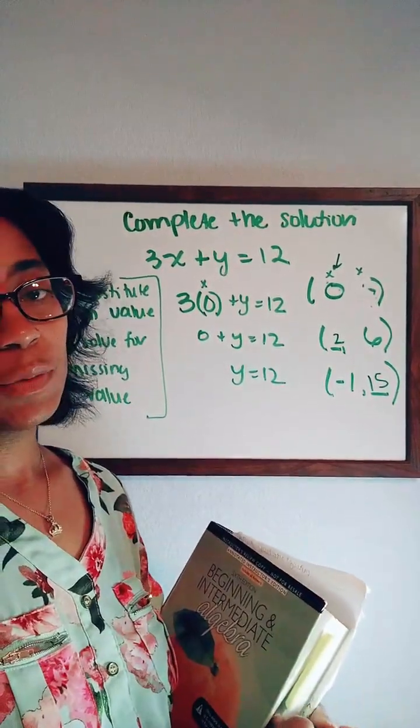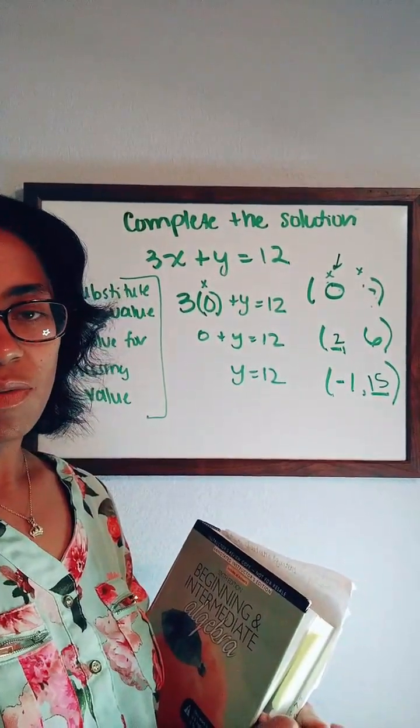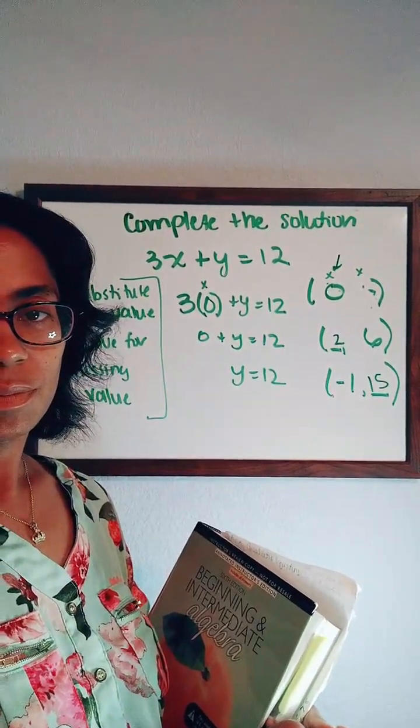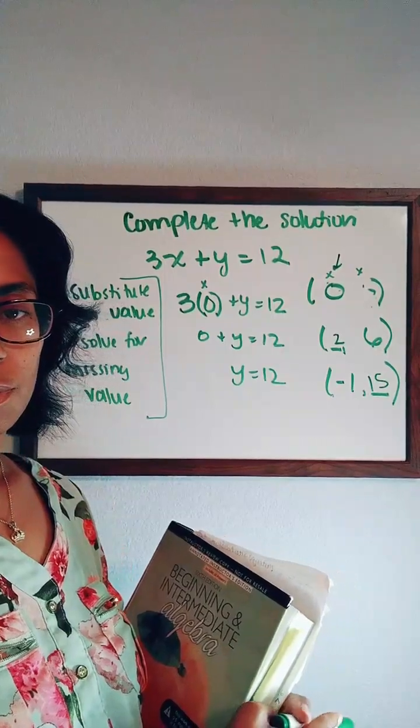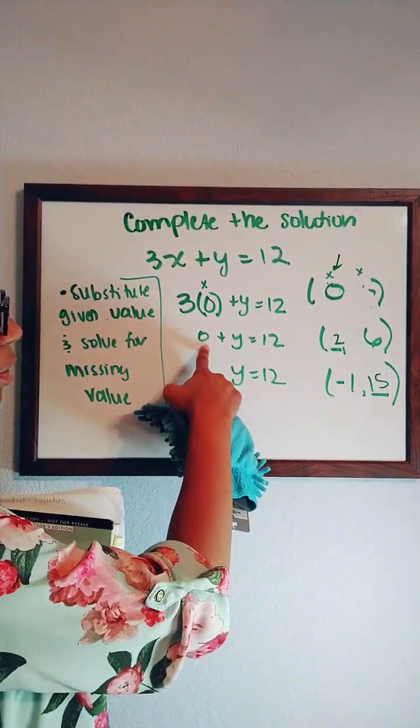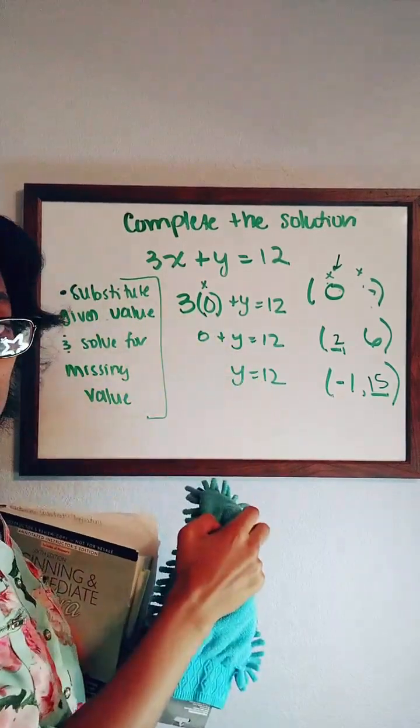And when you did y is 0, then how did you solve for it? Whenever you inserted y is 0, you should have multiplied and got 0. And then you should have got y is equal to 12.